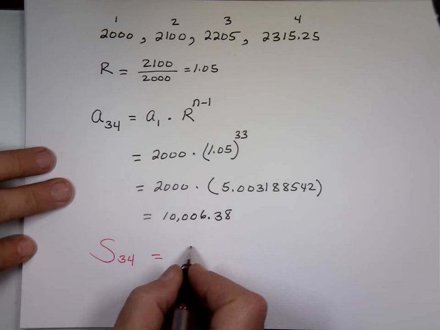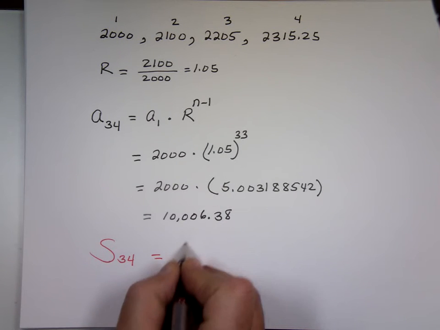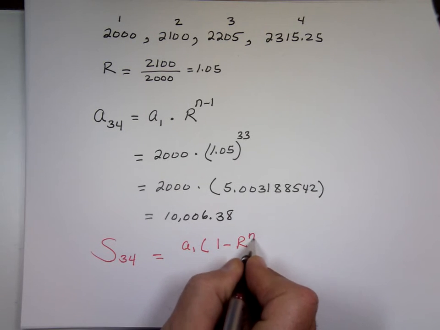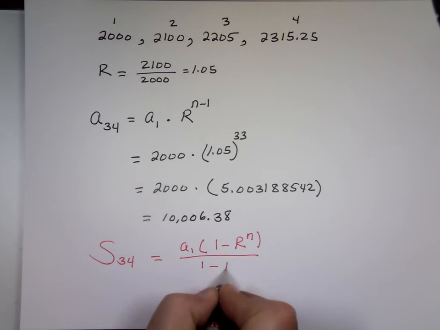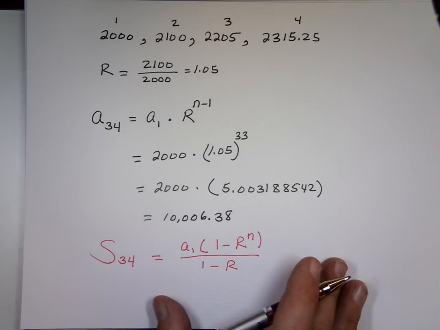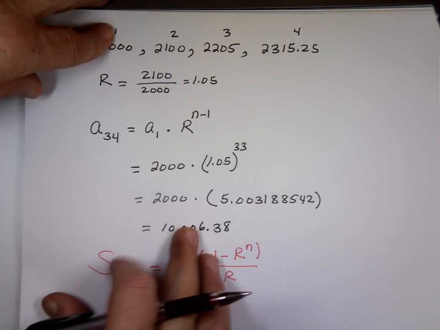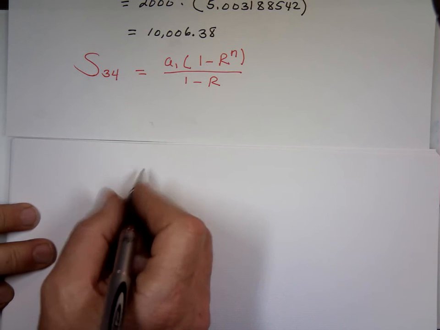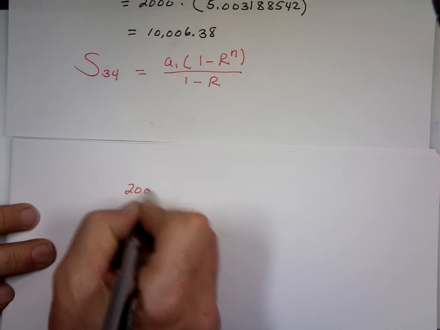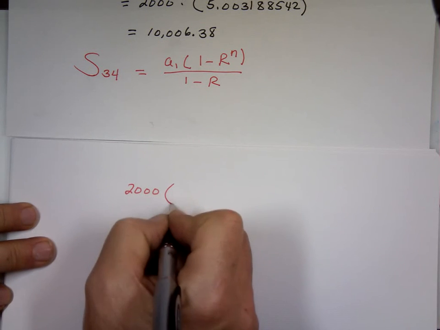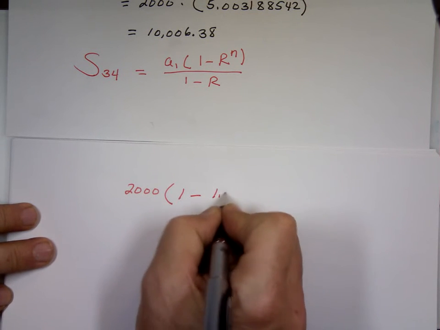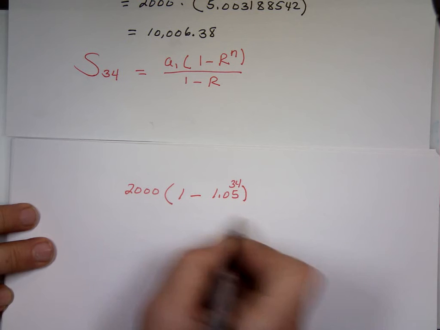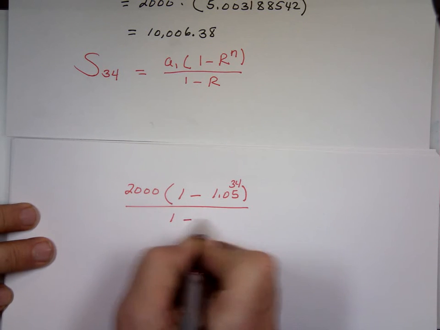So let's see, it's going to be what? What's the equation for that? First year times 1 minus r to the n over 1 minus r. A1 is the first year, which is what? You deposit 2,000, not 200,000. 1 minus r is 1.05 to the power of 34, that's inside that, over 1 minus 1.05.